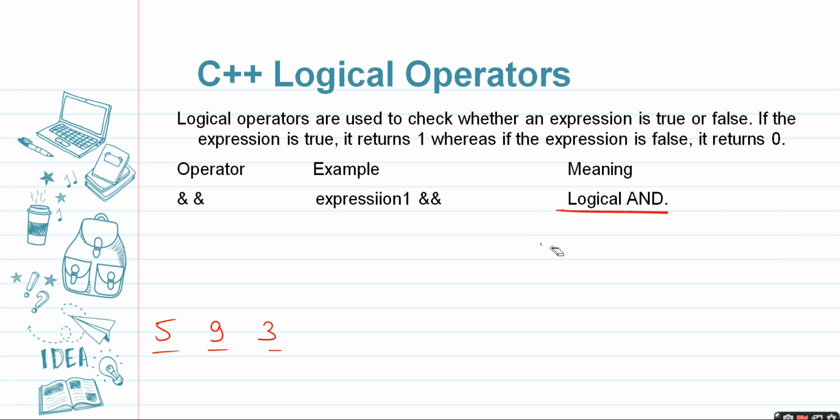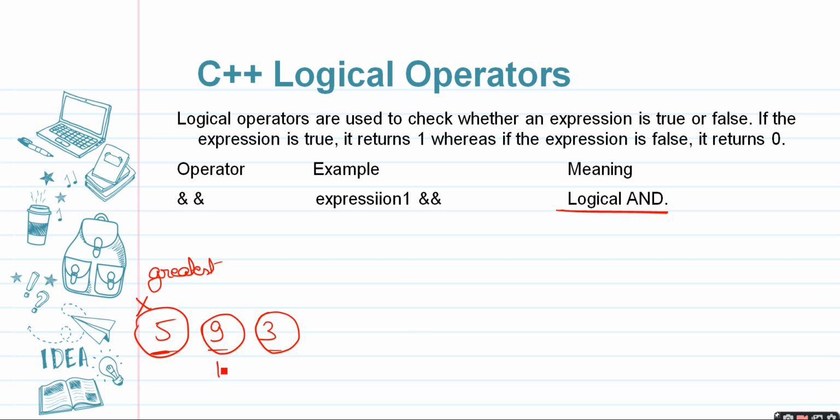Let's go to our simple if statement first. I need to check this 5: if it is greater than or equal to 9, and if it is greater than or equal to 3, then it is the greatest one, right? But this is not the case. We can clearly see this. So this 5 is not the greatest one.